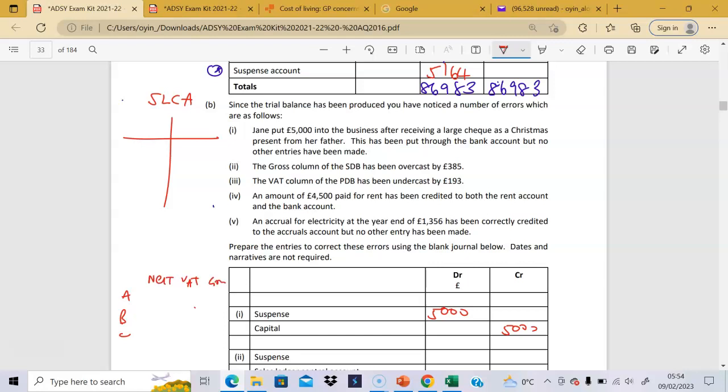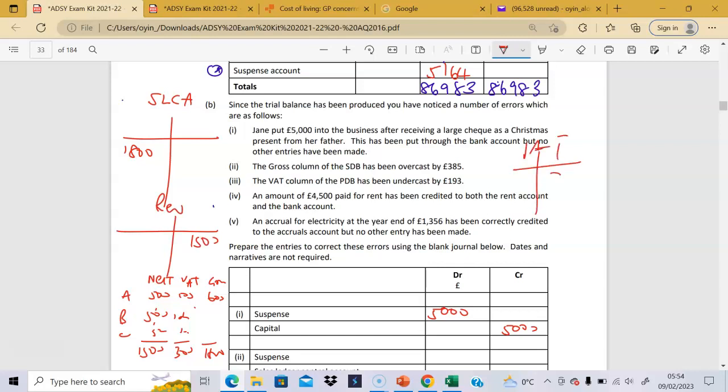So you imagine you have 500 here, you'd have 100 here, and you'd have 600 here. Imagine you had this 3 times. It doesn't really matter. So then this is 1,500, and this is 300, and this is 1,800. If everything was okay, you simply should go 1,800 here, and then you will have revenue 1,500, and then you'll have VAT 300, and everyone's happy, right? But somehow you have overcast this by 385. So there's 385 too much in here, right?